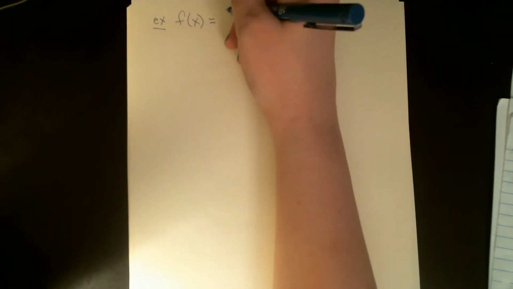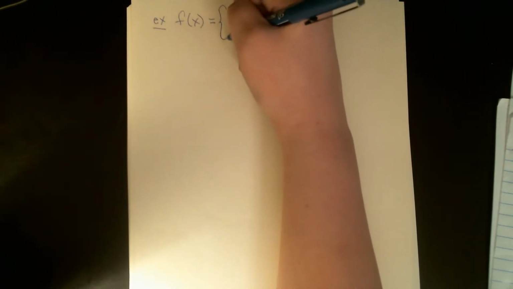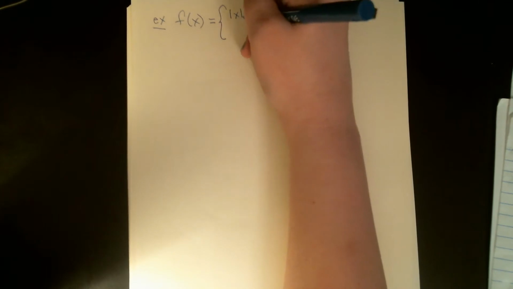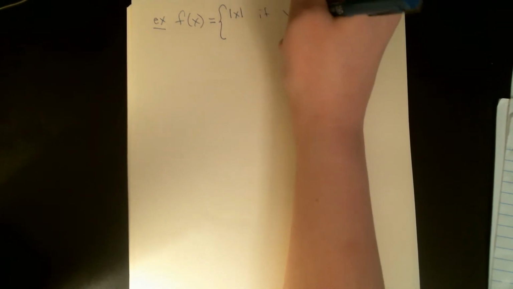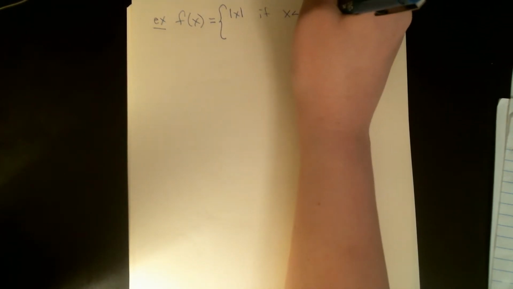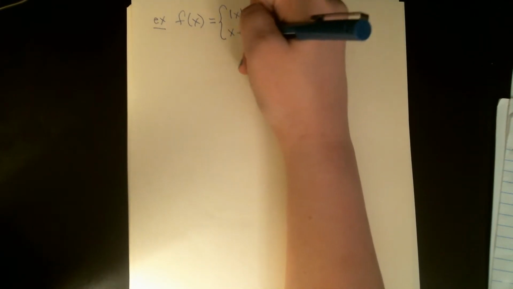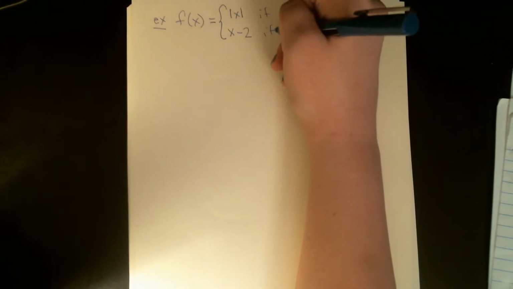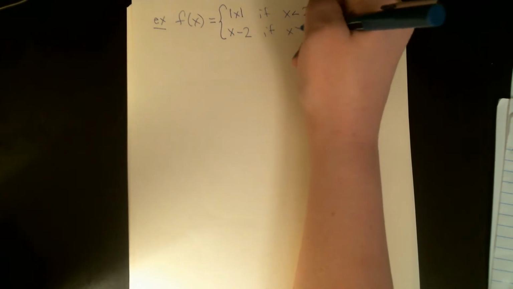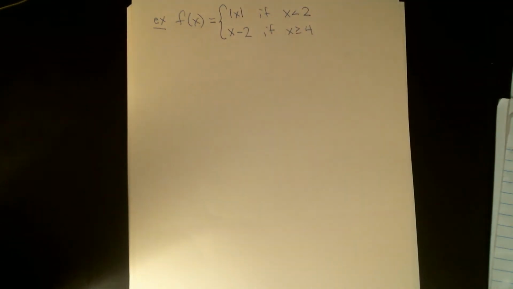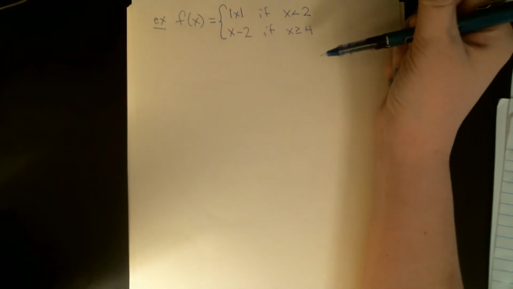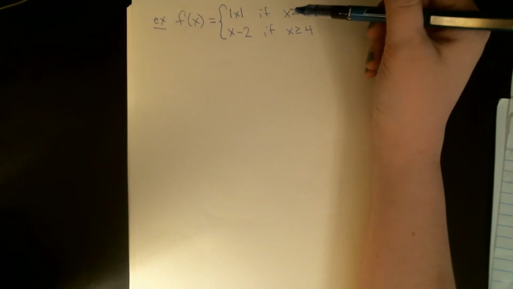This one is going to be called f of x, and f of x is equal to the absolute value of x if your x is less than 2, and it's x minus 2 if your x is greater than or equal to 4. Okay, so hopefully we're getting used to what our basic functions look like.